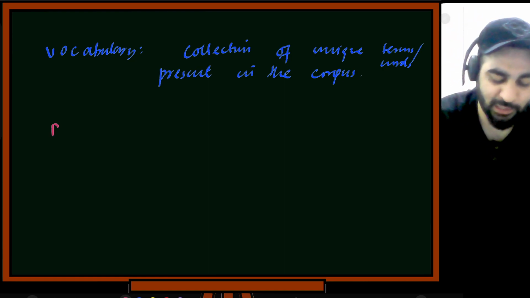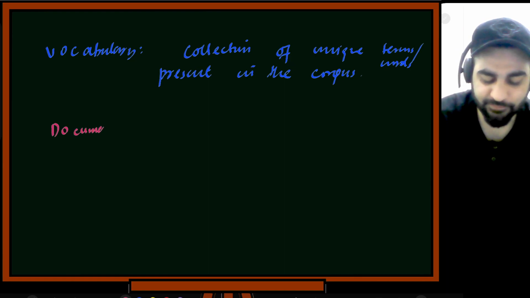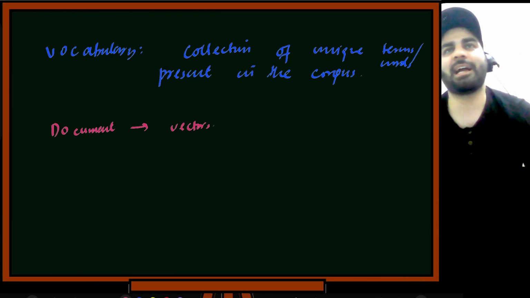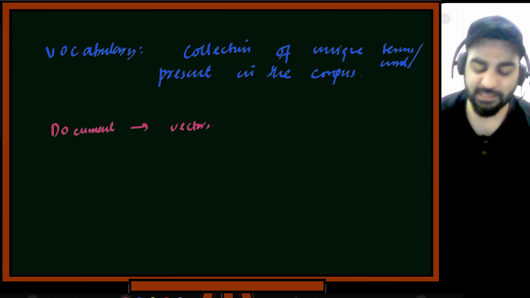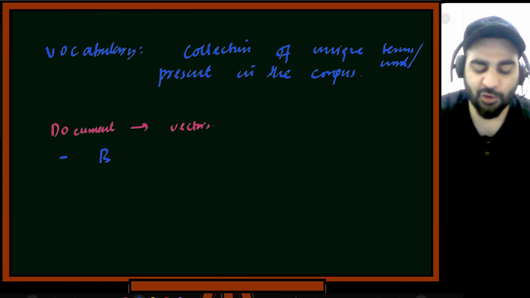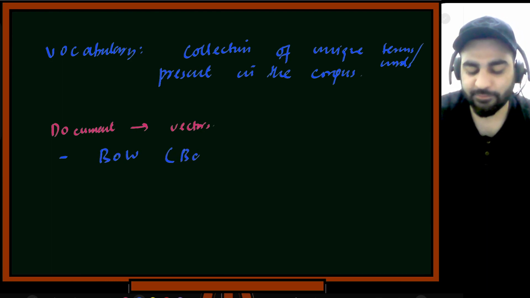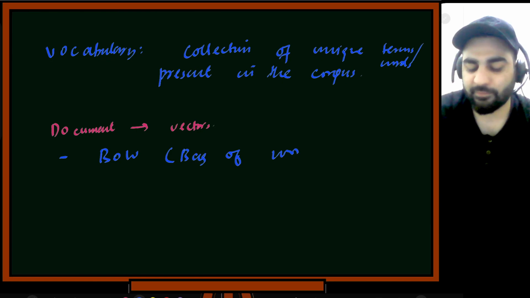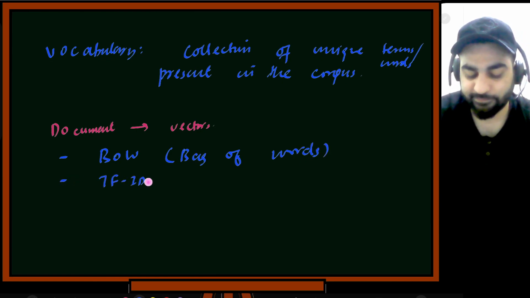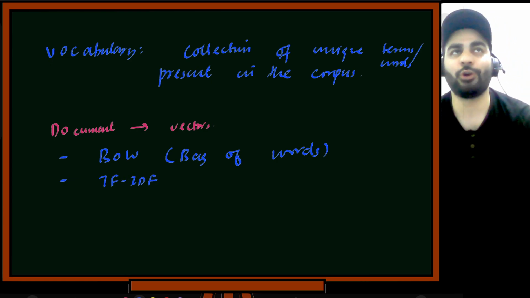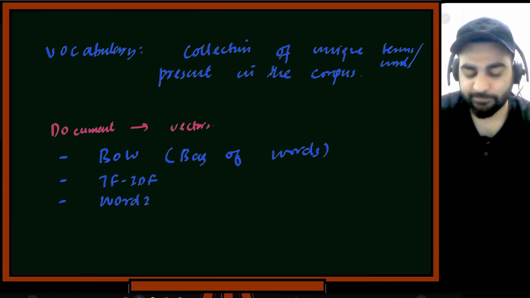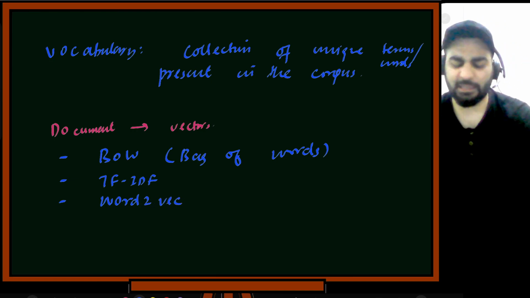Now I have to convert these documents into vectors. In literature there are a lot of techniques that have been discussed. There is something called bag of words, and then we'll see something called TF-IDF, term frequency, inverse document frequency. Then there is something called word2vec. And there are a lot of other techniques also.